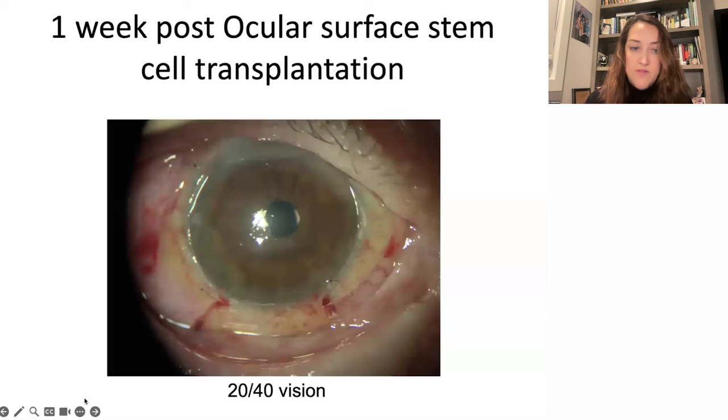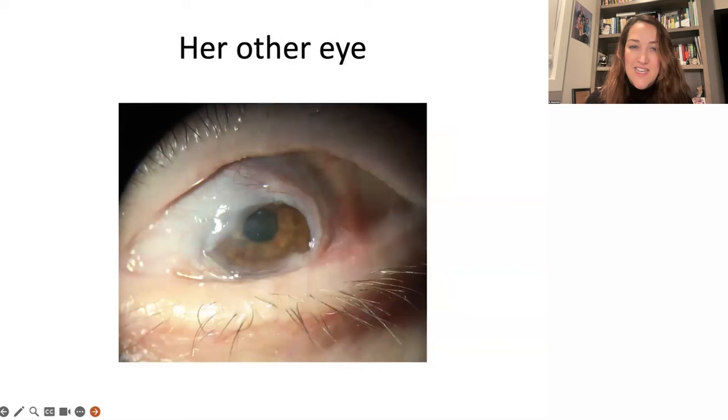Her other eye looks like this. And so we're waiting on this. Again, I try to avoid touching these until I absolutely have to with the pemphigoid patients, because they tend to have such a poor prognosis in general. But she's doing very, very well. She's now about 2 years out from surgery.